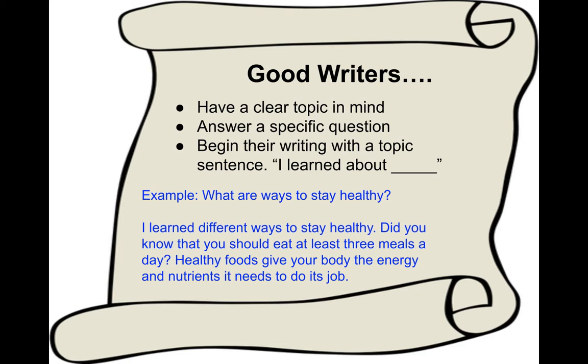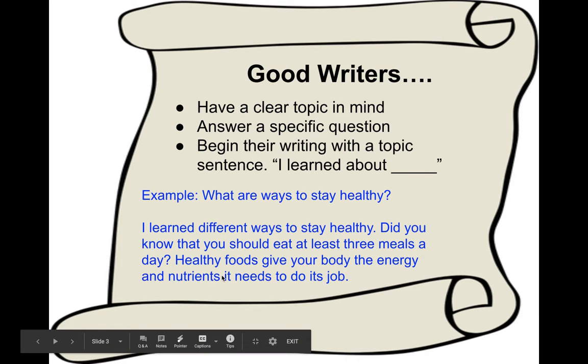And here's something new. Good research writers begin their writing with a topic sentence. And for this week's writing, we're going to begin ours with I learned about, and we're going to name our topic. So here's the question that I'm hoping to answer. What are some ways to stay healthy? I learned different ways to stay healthy. Did you know that you should eat at least 3 meals a day? Healthy foods give your body the energy and nutrients it needs to do its job.